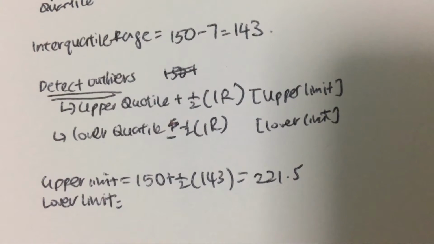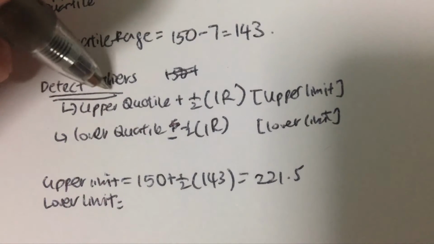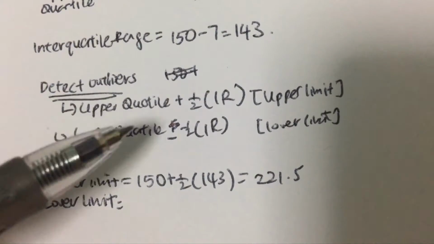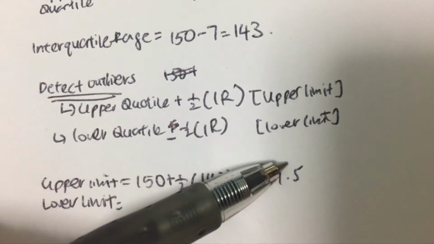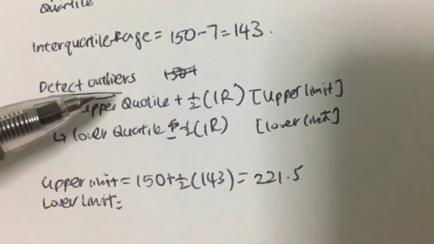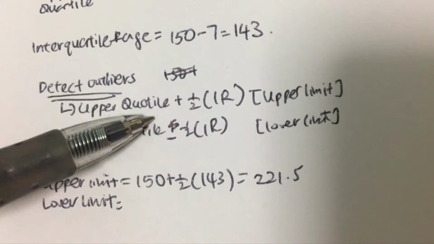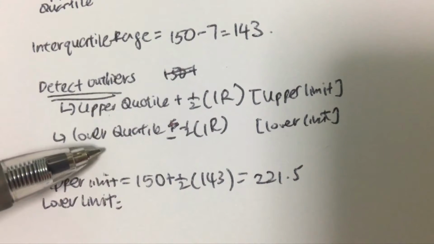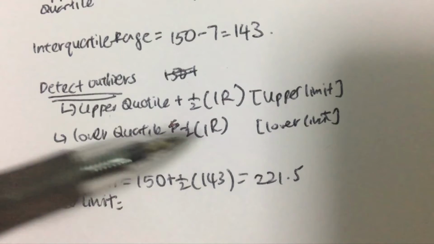Another use of the interquartile range is to detect outliers in a set of samples. How do we go about detecting them? We set an upper limit and a lower limit. The upper limit is the upper quartile plus half of the interquartile range, while the lower limit is the lower quartile minus half of the interquartile range.